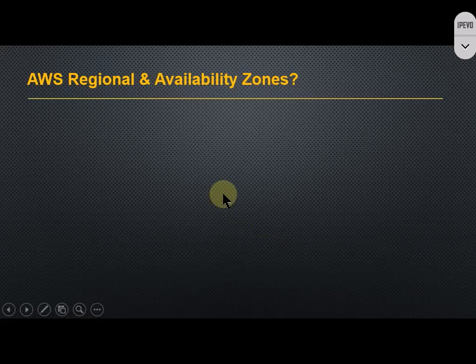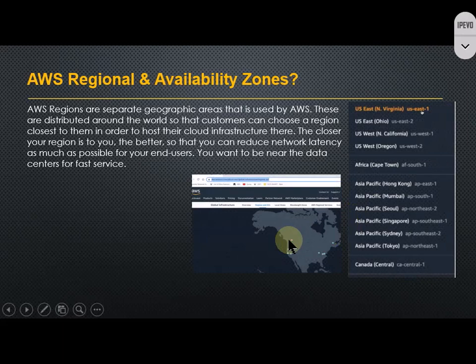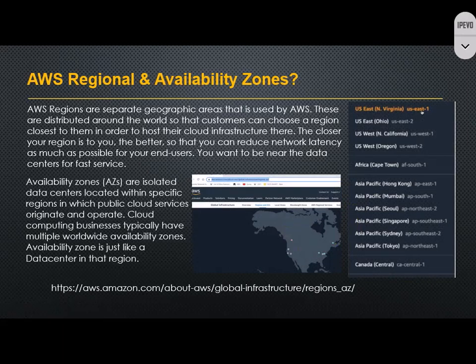So what are AWS regions and availability zones? We have already covered these in our first session, but just for the sake of revision, I'm going to tell you here. As the definition, AWS regions are separate geographical areas used by AWS. These are distributed around the world so that customers can choose a region closest to them in order to host their cloud infrastructure there. The closer your region is to you, the better, so that you can reduce network latency as much as possible for your end users. So you want to be near the data center for fast services.